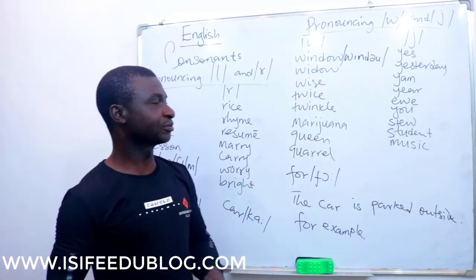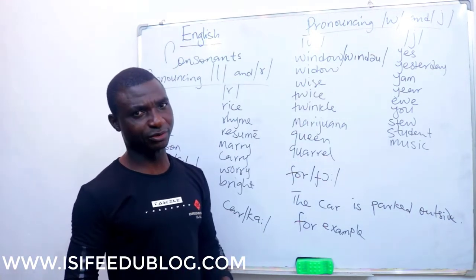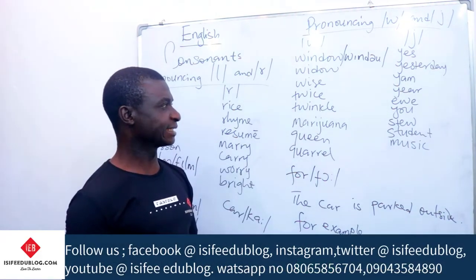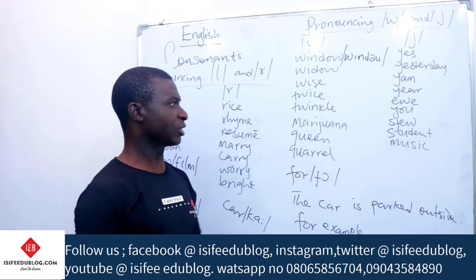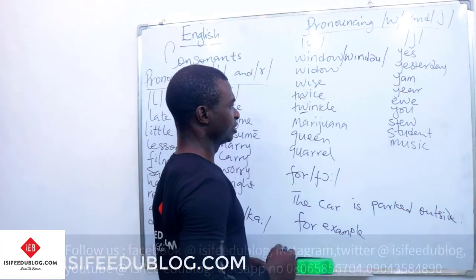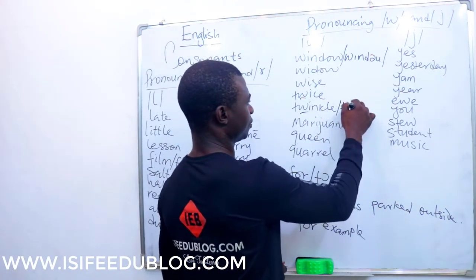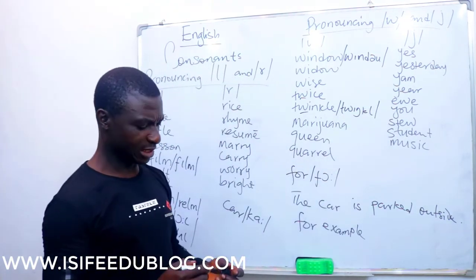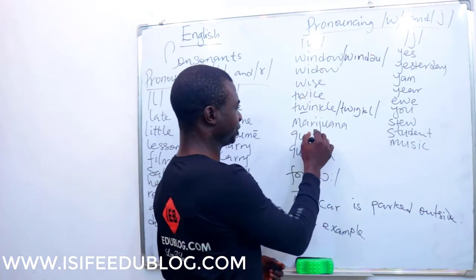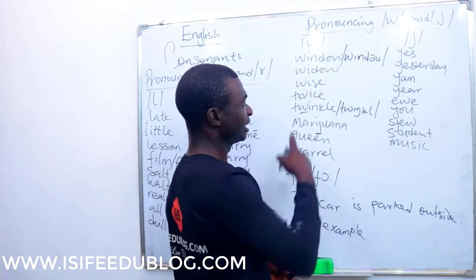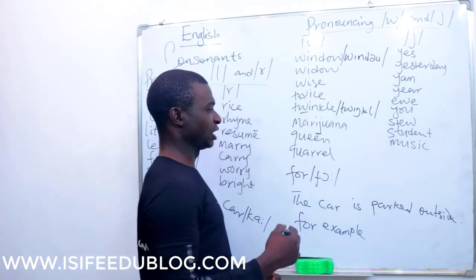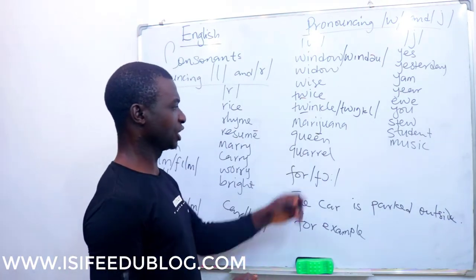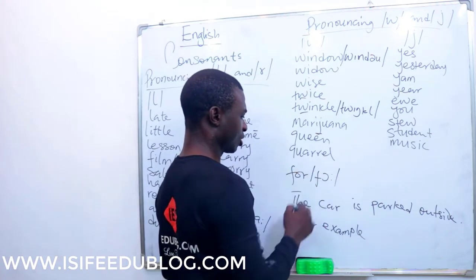Say window. And here is widow, wise, twice, twinkle, marijuana. So the J you have here as a letter is realized as we in the pronunciation. Alright? Marijuana. Queen, quarrel.